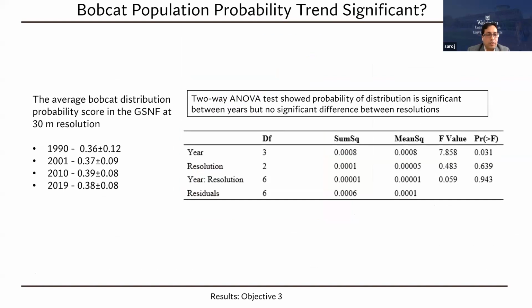The average bobcat distribution probability score in the Grand Forks area increased regardless of the resolution. The increase was not that much, around 2%, so we are not sure if this change is significant. So we ran an ANOVA model to see if there is a significant change. The model showed that there is a significant change between years, and there is no significance of resolution or interaction between year and resolution.